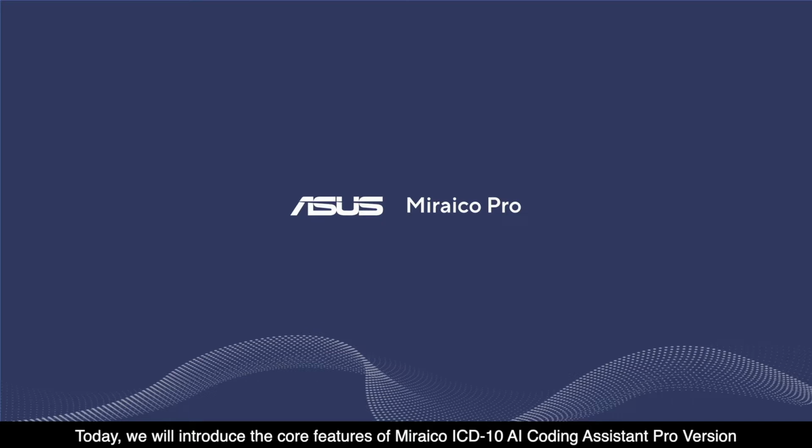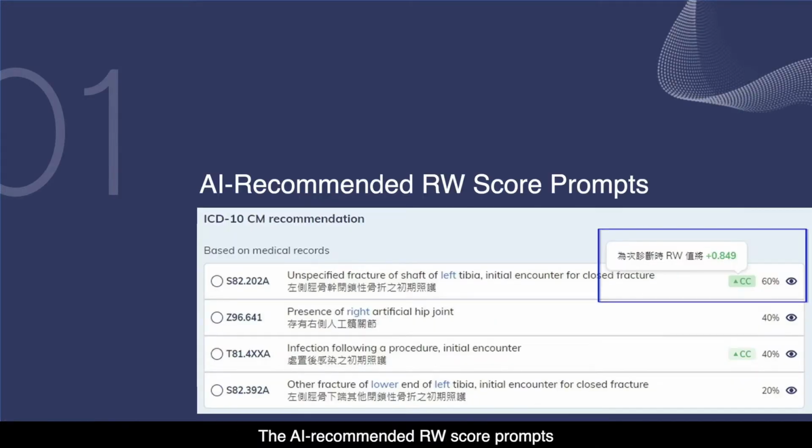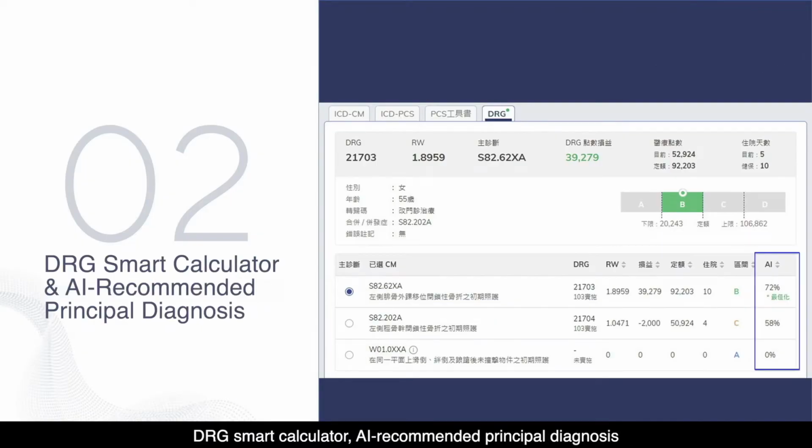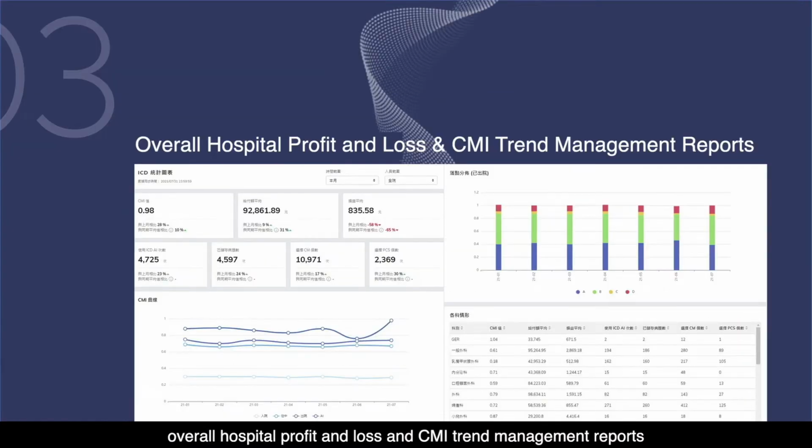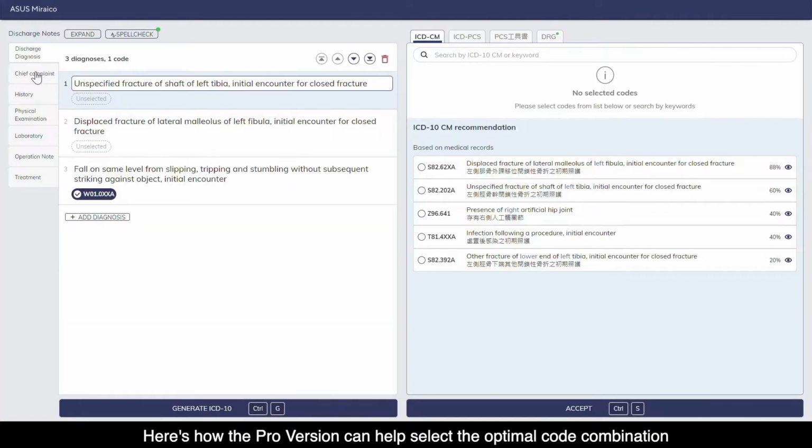Today, we will introduce the core features of Miraico ICD-10 AI Coding Assistant Pro version. The AI-recommended RW score prompts, DRG smart calculator, AI-recommended principal diagnosis, overall hospital profit and loss, and CMI trend management reports. Here's how the Pro version can help select the optimal code combination.